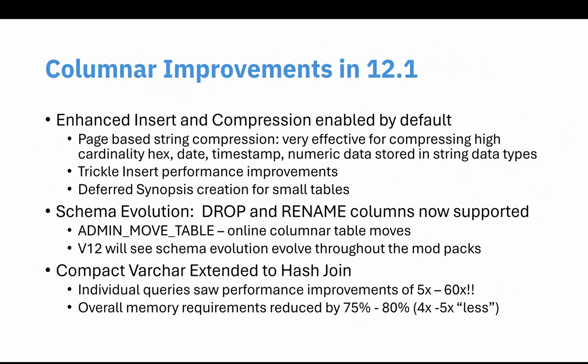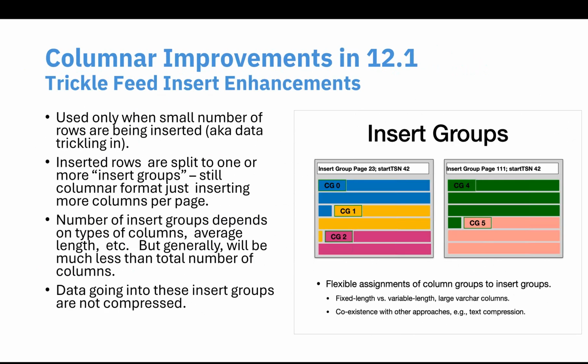I talked about schema evolution being an important theme for V12 as we try to get columnar tables up to be on par as best we can with row tables. So drop and rename is where we started. You'll see some of the data type work coming in through the mod packs. And one of the good benefits, as I mentioned before, is that a move table can now leverage some of these enhancements to be much more efficient for columnar tables. We finished off the compact varchar work, and we'll talk a little bit about that in a second.